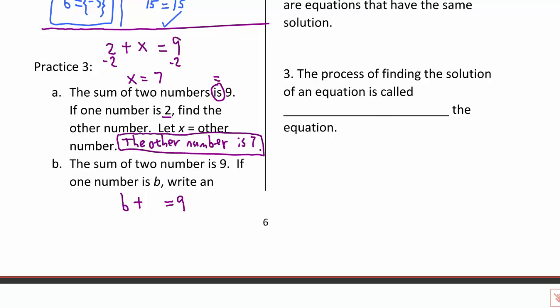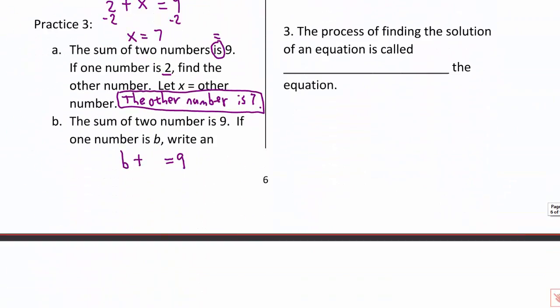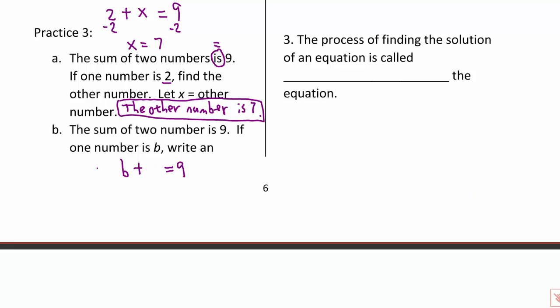It says write an expression representing the other number. So I'm going to let something happen here because it's not written. I'm going to let x equal the other number. Okay, so I'm going to put an x right here. Now notice that I have two separate variables here. That's fine. There's nothing wrong with that. All that has to happen here is I need to get x by itself. That means that this b needs to go to the other side.